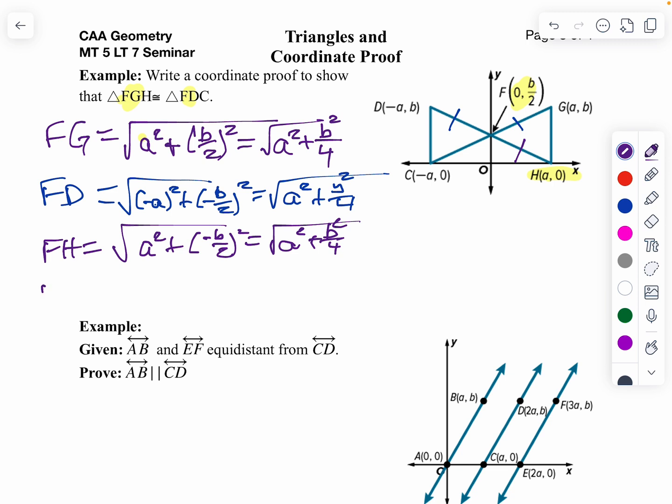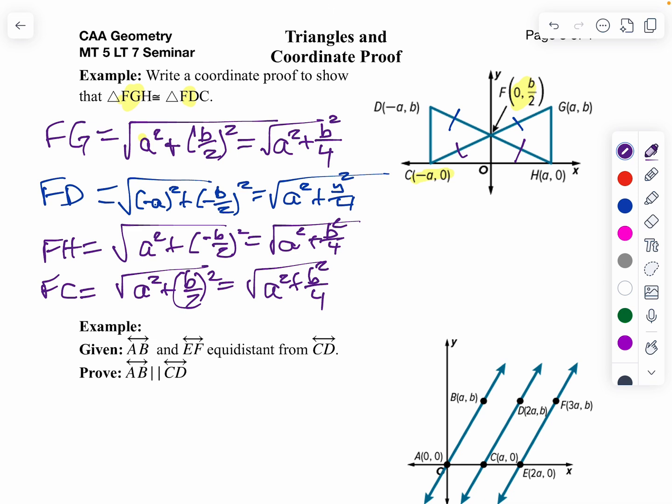And let's do FC then, and let's see if that turns out any different. So now we're going to go F to C. 0 minus a negative A is positive A squared. B over 2 minus 0 is B over 2 squared. So we get A squared plus B squared over 4. So I've got two isosceles triangles. I just need my third sides.